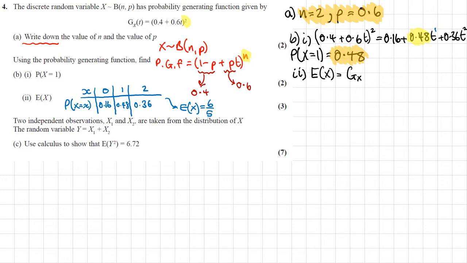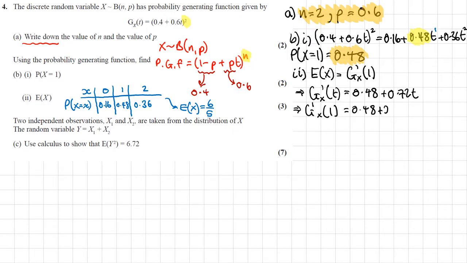But we're going to do it the proper way, and that is that E of x is equal to our probability generating function differentiated and then 1 substituted into that. So let's differentiate our probability generating function first. So that will give us 0.48 plus 0.72t. Now we'll put 1 into it, and then that will give us 0.48 plus 0.72 times 1, and that gives us the same answer, 6 over 5.